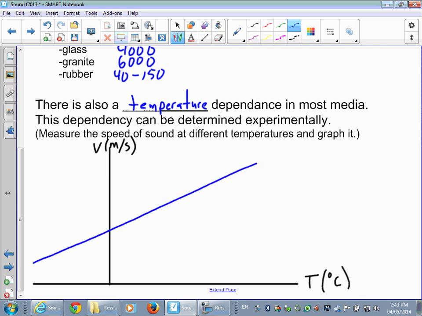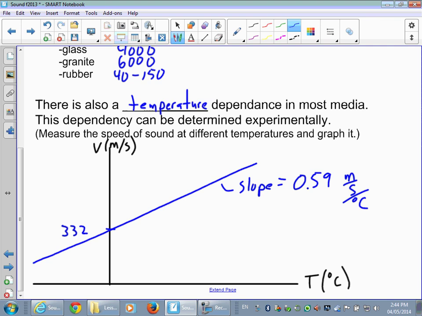So it's a straight line, and of course, as soon as you see a straight line, you think, hey, I should probably get the equation for that straight line. So one of the things that we're going to want to know is what that intercept is. That intercept occurs right at t equals 0 degrees Celsius, and it turns out to be about 332 meters per second. The slope of this line is very close to 0.59. Sometimes you might see it as 0.6, 0.59 meters per second per degree Celsius.